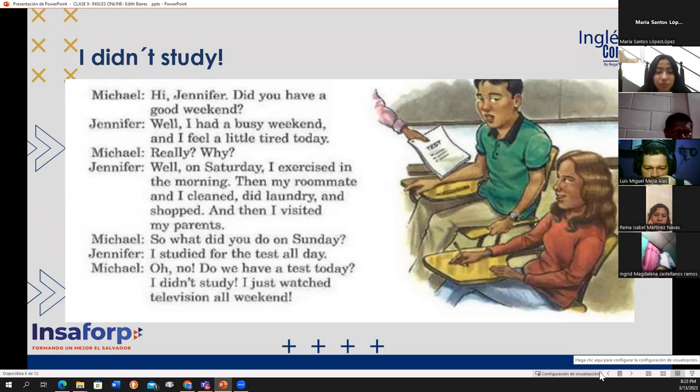Okay, another question. What did you do on Sundays? Okay. Ahí tenemos un WH question, but in past tense. What did you do on Sunday? Okay. No confundan los dos verbos que tenemos: el verbo do como auxiliar, que es did, y tenemos también como verbo. Okay. What did you do on Sunday? ¿Qué hiciste el domingo? I studied for the test all day.